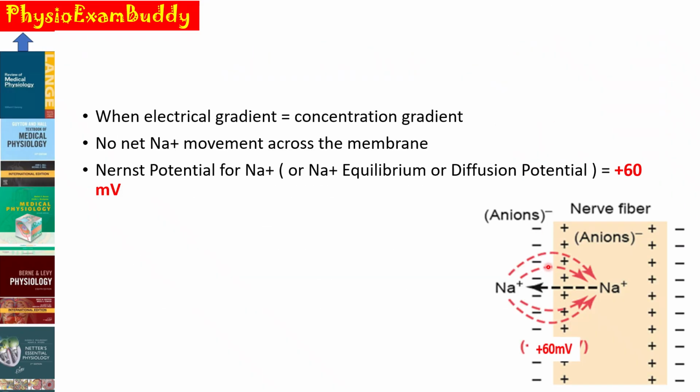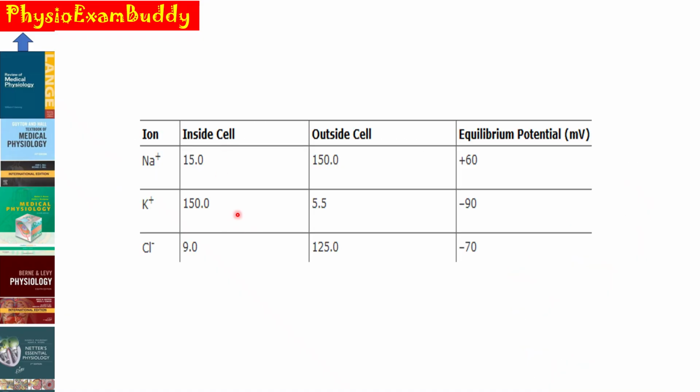So again, when the electrical gradient becomes equal to the concentration gradient, there won't be any net movement of the sodium across the cell membrane, and that potential at which this electrical gradient becomes equal to the concentration gradient is known as the Nernst potential or equilibrium potential of sodium or diffusion potential of the sodium, and it is found to be plus 60 millivolt. Like sodium and potassium, chloride also has an equilibrium potential, and it is found to be minus 70 millivolt.